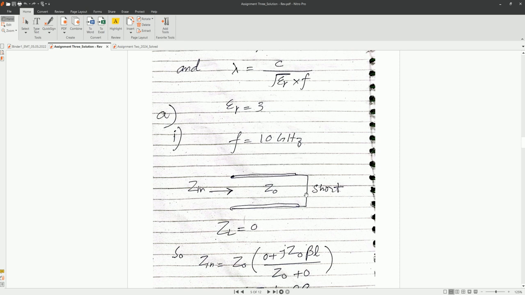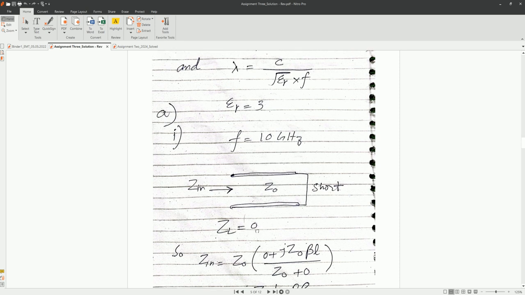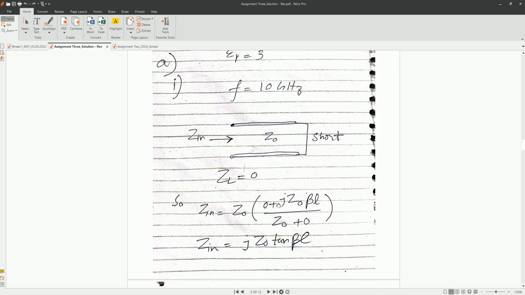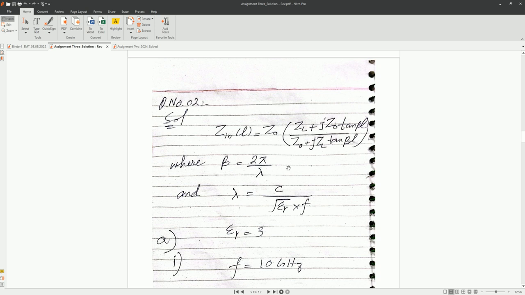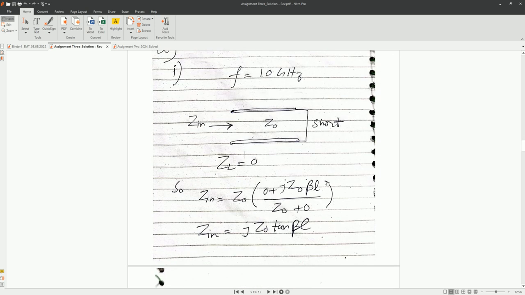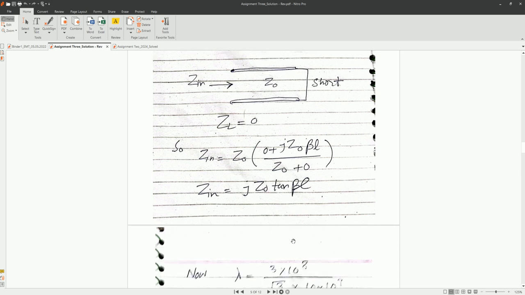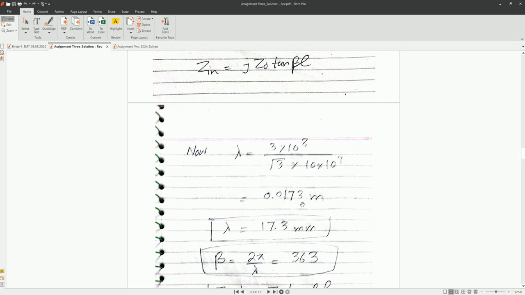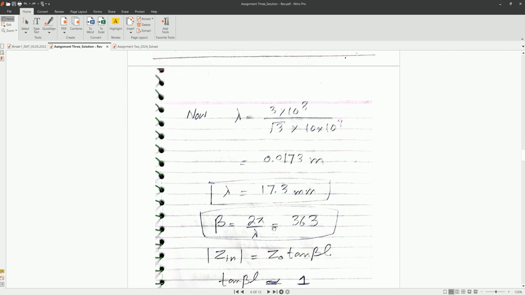So at the short circuit, ZL, the resistance, is 0. When we put this in the main equation, we get 0 because of the ZL, and then the Z0 cancels, and we get j Z0 tan beta l. And now for the lambda, it's 3 times 10 to the power 8 over square root of 3 times 10 to the power 9, 10 GHz. So it's 0.0173, or 17.3 millimeter, and the beta would be 2 pi over lambda. This is your beta. It will be around 363.